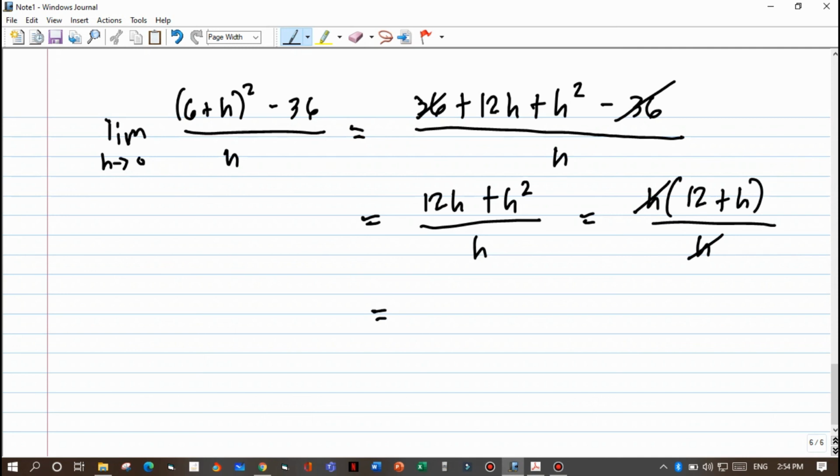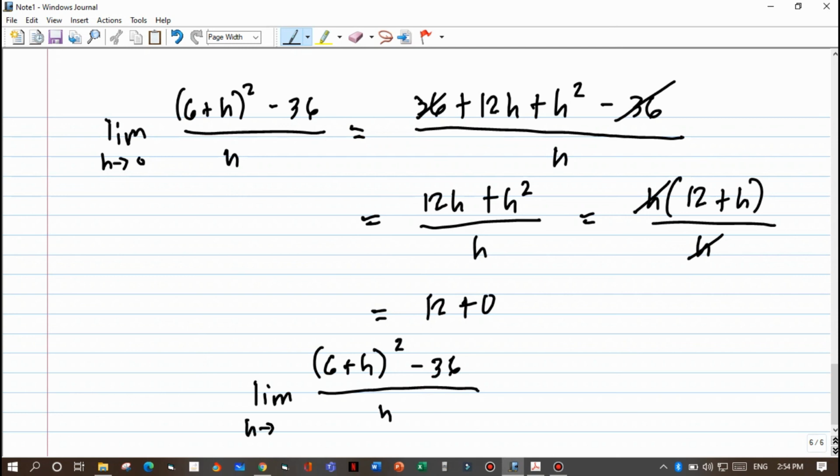Now if we plug in 0 to h, this will become 12 plus 0, or simply 12. Therefore, the limit of 6 plus h squared minus 36 all over h as h approaches 0 is equal to 12. Now this is our final answer.